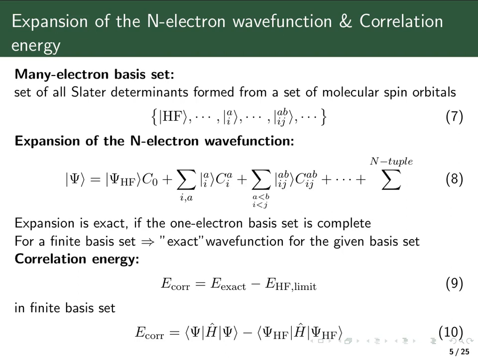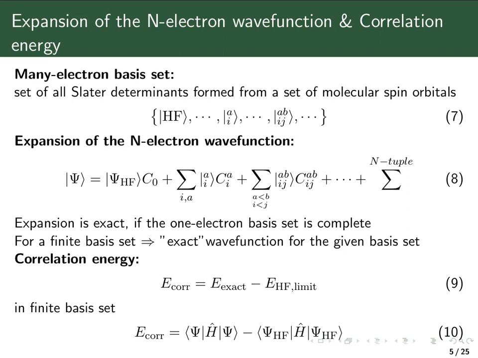Now, another important term which one uses very often when one talks about correlated wave function methods is the expression correlation energy. And in principle, the correlation energy is the difference between the exact energy, meaning the exact solution to the Schrödinger equation, and the Hartree-Fock energy in the limit of a complete basis set. But as I said, we'll never be able to do a calculation in the limit of a complete basis set, because that would be an infinite basis set.